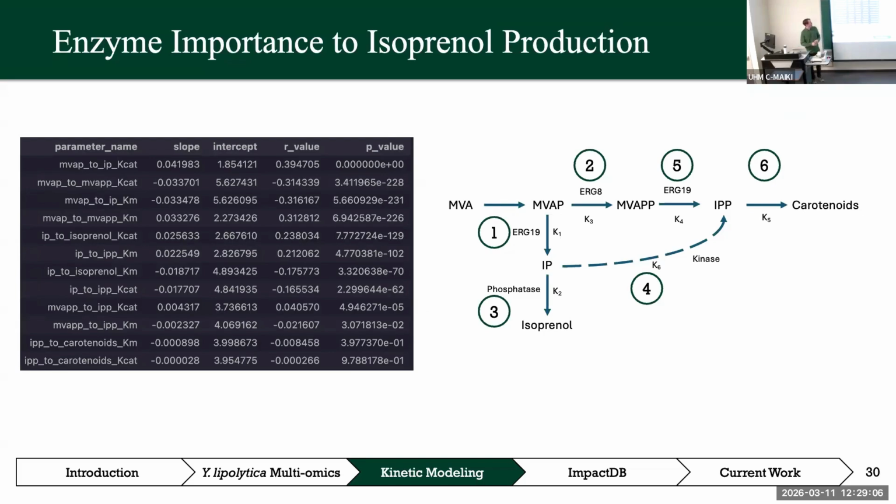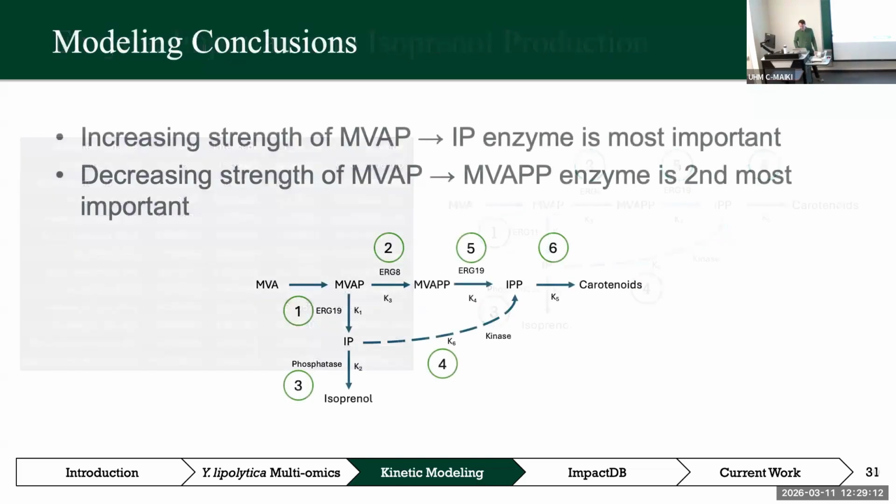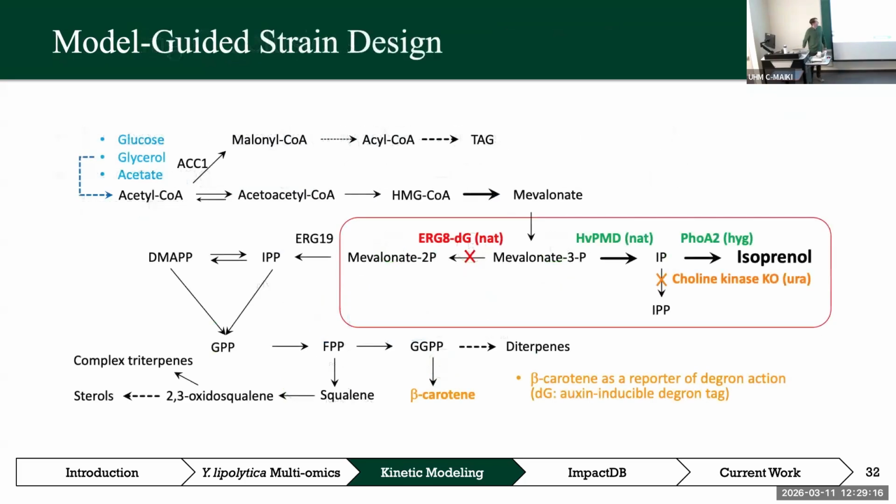We wanted to use this information to make a genetic engineering strategy, a strain design. So this was the approach that we took. We looked into literature and found that there was only one phosphomevalonate dehydrogenase that had measured kcat and Km parameters. We're not sure if that's the best one, but it's the one that we had to go with.